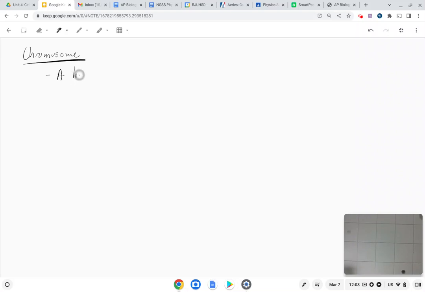So it's a long DNA molecule that is supercoiled around histones. And so, really, most of the time, a chromosome looks like this. It looks like, I don't know, whatever that shape is.